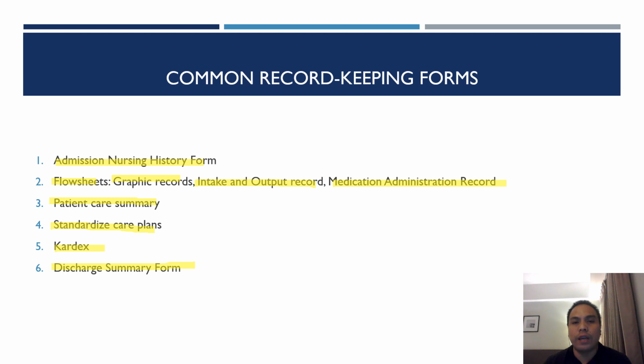So this form can be organized according to the health pattern, body system, functional abilities, health problems and risks, nursing model, or type of healthcare setting. In a flow sheet, we have the graphic record. That is a flow sheet enables nurses to record nursing data quickly and concisely and provides an easy-to-read record of the client's condition over time.